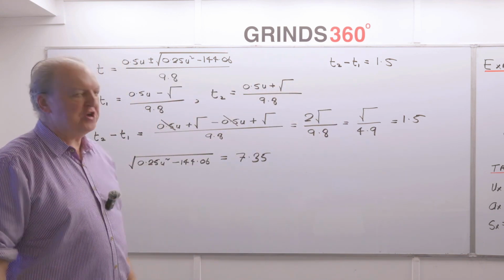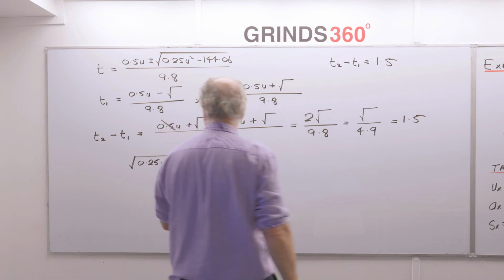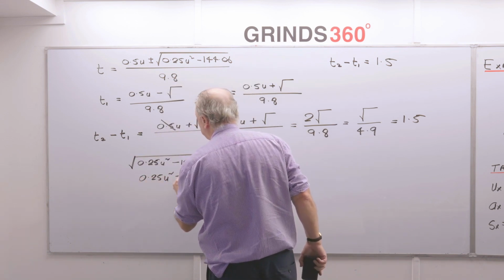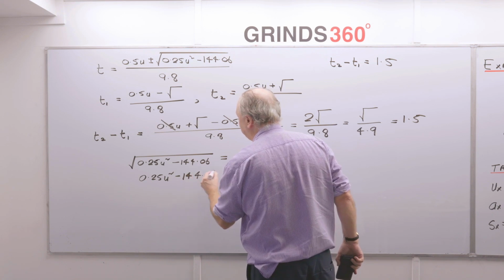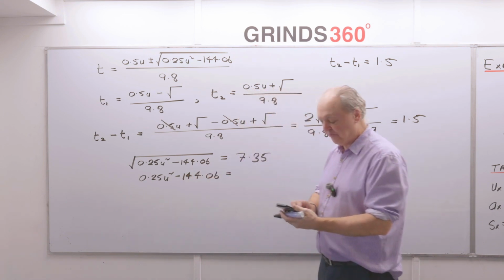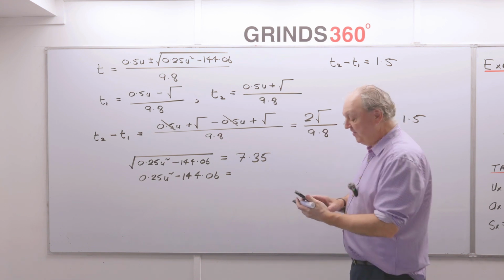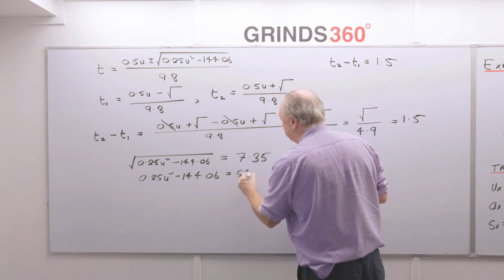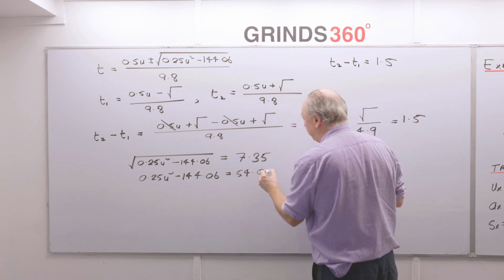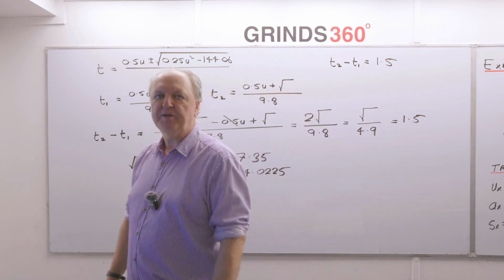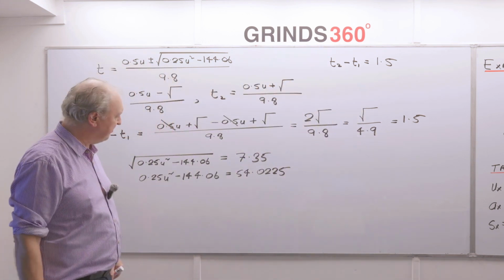Now I want to solve that for u. So square both sides, and the square root disappears. So 0.25u squared minus 144.06 is 7.35 squared, and that is equal to 54.0225. So I'm getting close now. So now I'm going to solve that for u squared.